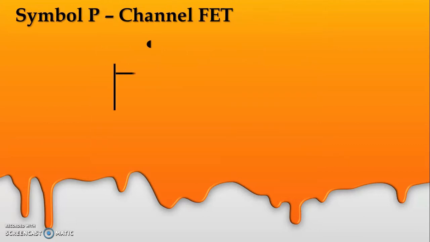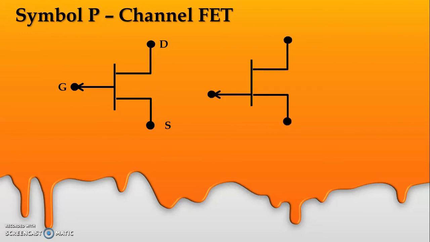And let us see the symbol. We have three terminals in a field effect transistor: drain, source and gate, which are equivalent to the collector, emitter and base of the bipolar junction transistor. Here we can see the arrow sign on the gate pointing outward, meaning it is a P-channel field effect transistor. In the same way we have another symbol also. Any symbol can be used.